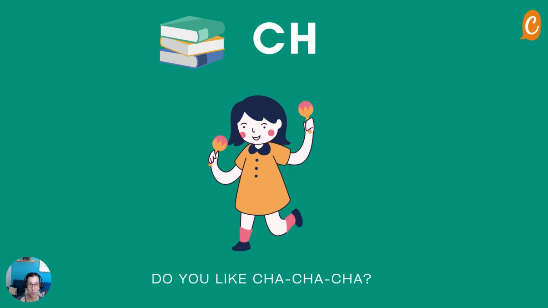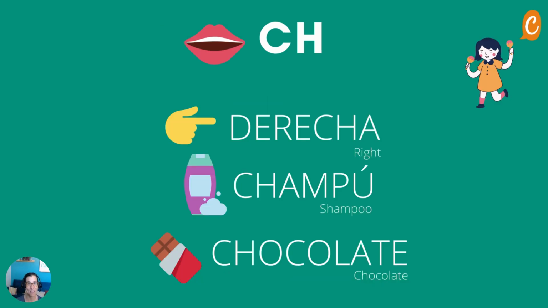Next up, letter combination ch. It's also a combination that here in Spain is always strong. So it's ch, like cha-cha-cha, the dance. So let me show you some other examples. We have derecha, which means right. Champú, which means shampoo. Chocolate, which means chocolate.